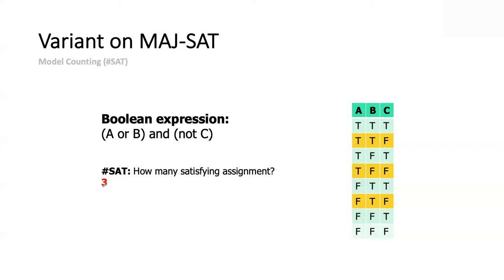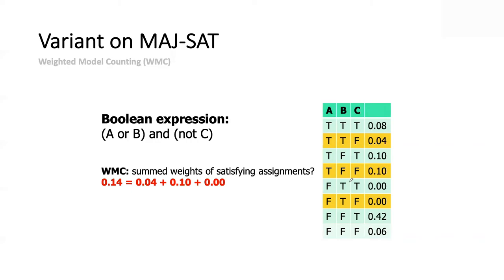And in this case, it's three. These are the only three instantiations that actually satisfy this. So I want that number. But the other variation, and the one that really gets used in practice, and the one we are going to use in the reduction that I'm going to show you, is known as weighted model counting. All right, weighted model counting, or WMC.